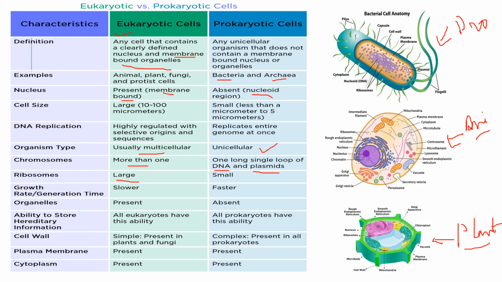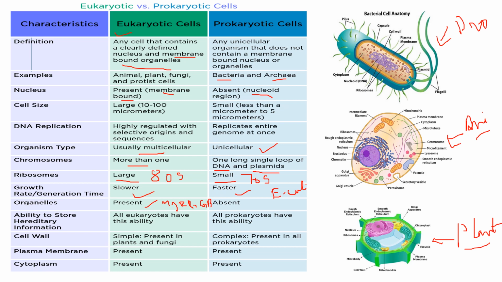Ribosomes: in eukaryotes ribosomes are large, and in prokaryotes ribosomes are small. In eukaryotes 80S ribosomes are present, whereas in prokaryotes 70S ribosomes are present. Growth rate or generation time: in eukaryotes the growth rate is very slow, and in prokaryotes the growth rate is very fast. For example, in E. coli the generation time is 20 minutes, meaning after 20 minutes one bacterium undergoes division and gives rise to two bacterial cells. Organelles: in eukaryotes membrane-bounded organelles like mitochondria, endoplasmic reticulum, and Golgi body are present, whereas in prokaryotes all these organelles are absent.